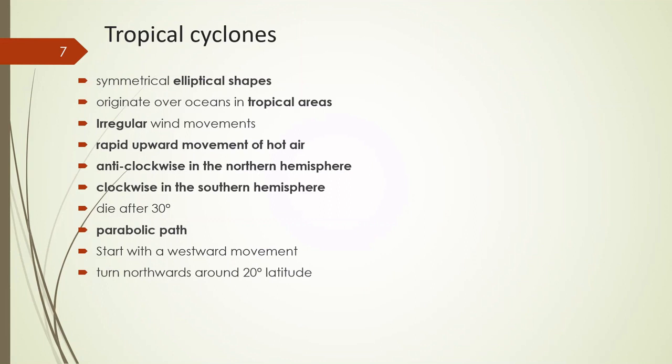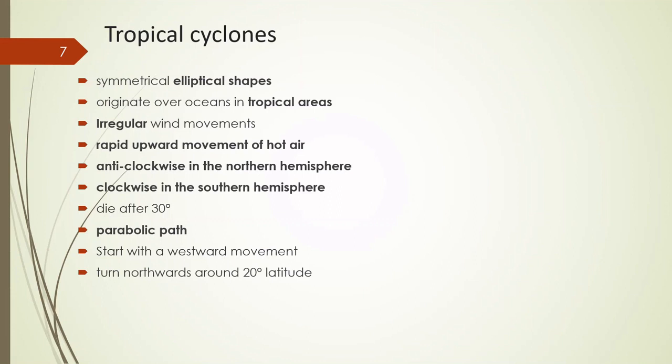Secondly, the path of the cyclone is parabolic, and it gives the cyclone an elliptical shape, which is basically symmetrical in nature. And also, the isobars of a tropical cyclone are mostly located very close to each other.